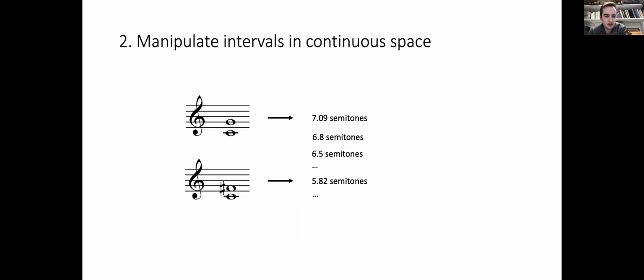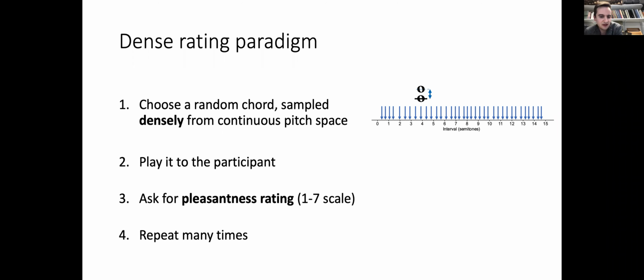The second thing we can then do is manipulate pitch intervals in continuous space. So for example, previous studies might have been comparing the tritone with a perfect fifth. And the tritone is 6 semitones, whereas the perfect fifth is 7 semitones. But instead of doing that, we can actually explore all the steps in between these two different intervals. And we achieve this using something that we call a dense rating paradigm.